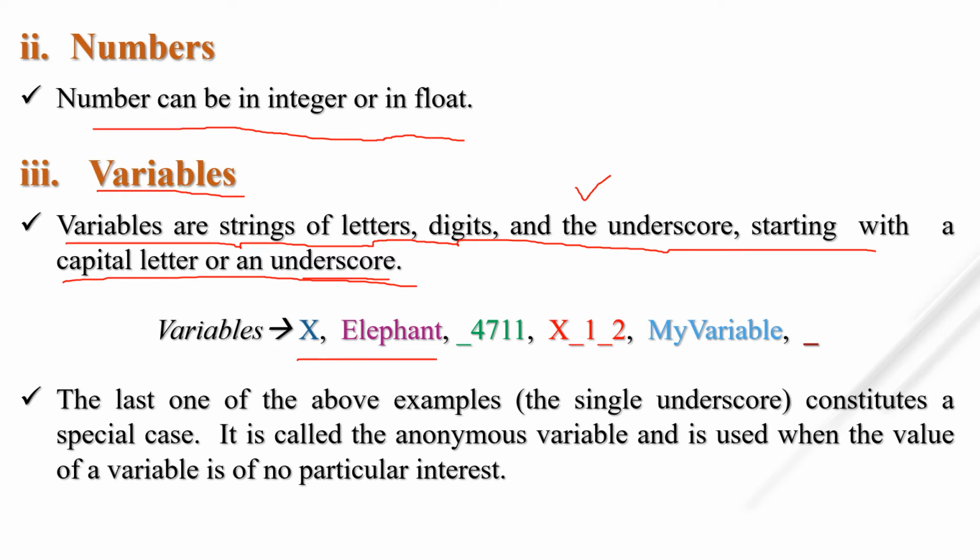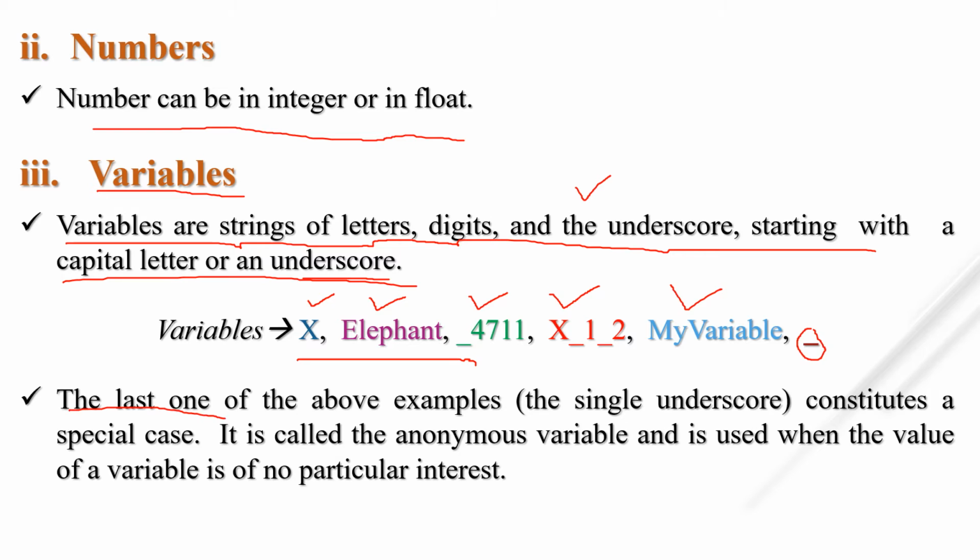So these are valid variable names. For example, the first one is X. This is valid because it starts with a capital letter. Then Elephant, this also starts with a capital letter. And _4711 is also a valid variable because it starts with an underscore. X_1_ is also valid. MyVariable is also valid. And the single underscore is also valid because it has a special meaning.